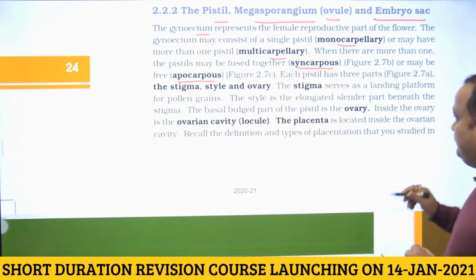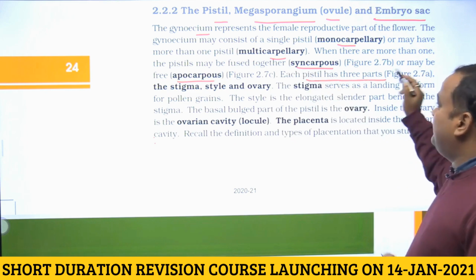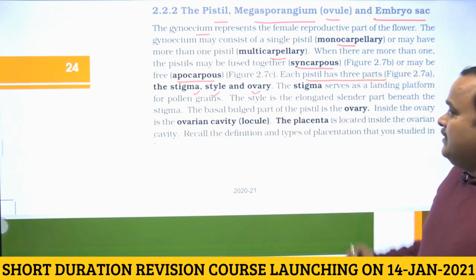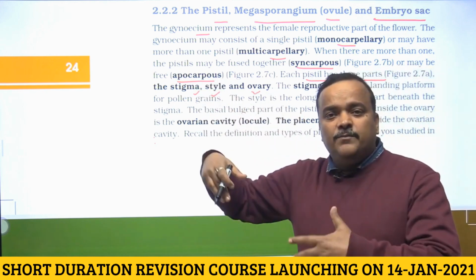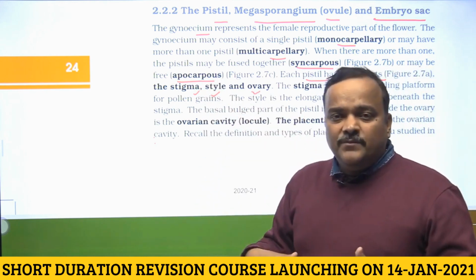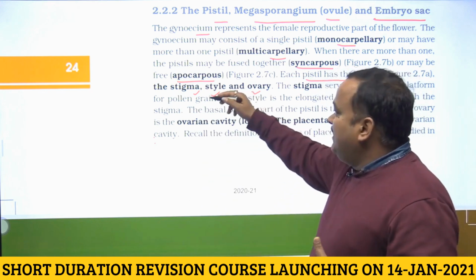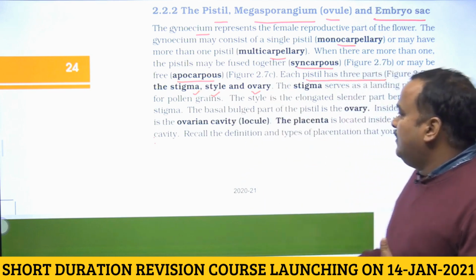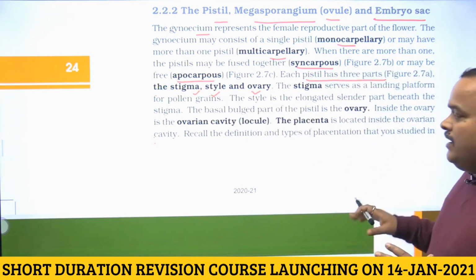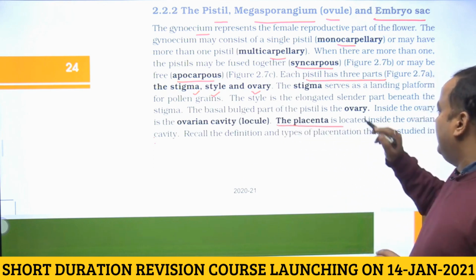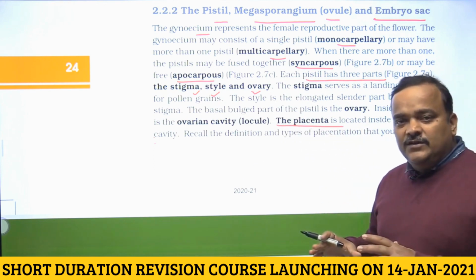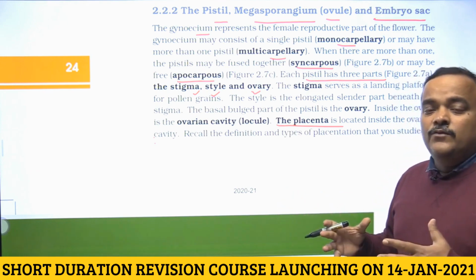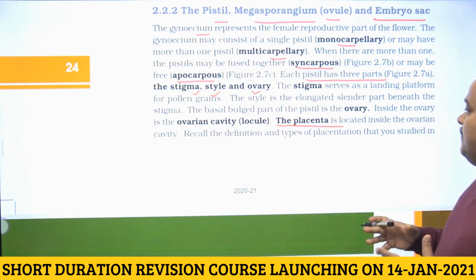Now, the pistil has three parts, that is stigma, style and ovary. The stigma is the landing platform for incoming pollen grains, that means pollen will land on a stigma. Then the style is the connecting link between the stigma and ovary. And the ovary is the basal swollen portion which contains ovules, and these ovules are arranged on the placenta, which is a cushion-like structure that we have discussed in morphology, that is placentation, the arrangement of ovules within the ovary on a cushion-like structure, that is placenta.